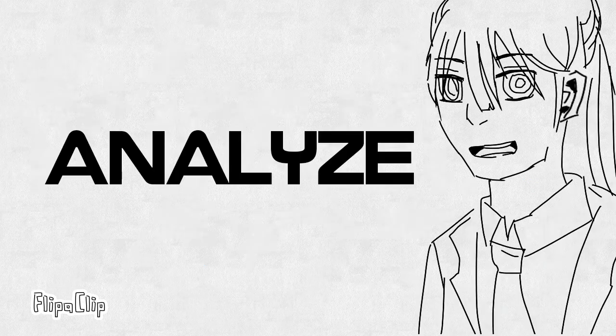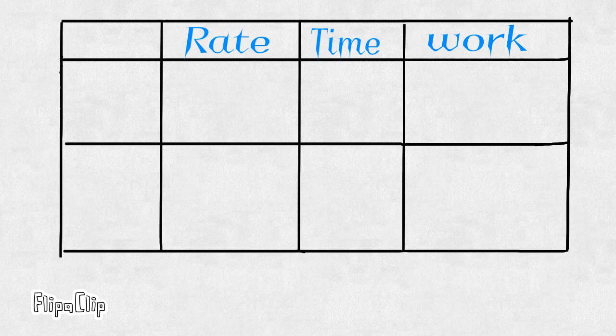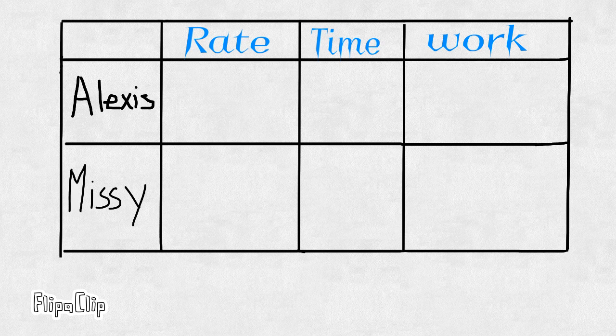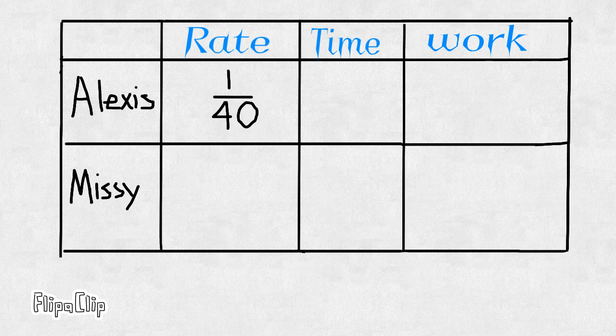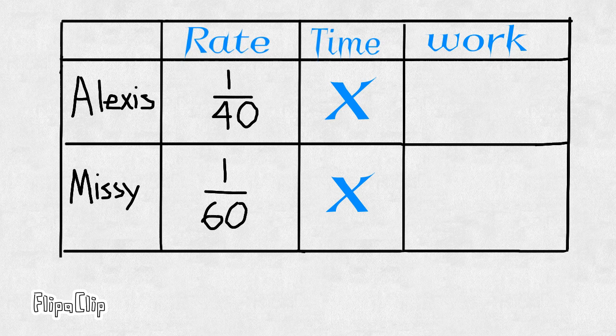Let us analyze it. Now, we shall be using a table to determine how much time would it consume if they were to work together. Firstly, their names. Alexis and Missy. Alexis takes about 40 minutes, so we write it as 1 over 40. Missy takes about 60 minutes, likewise 1 over 60. The time represents how much time they can consume working together. However, it is an unknown value represented by the variable x.